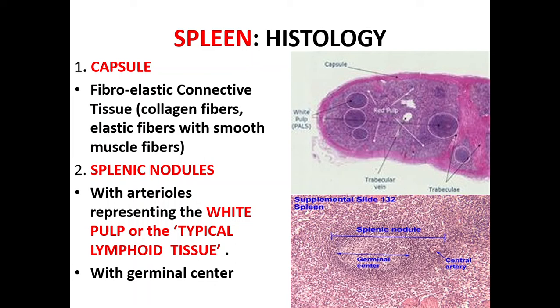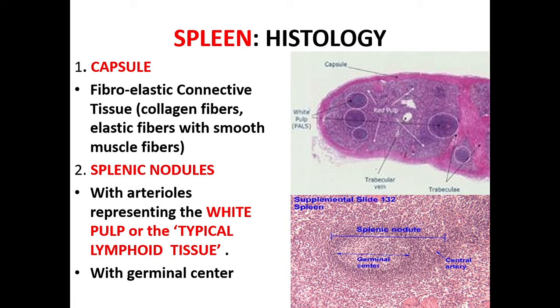Now let's go into the histology of the spleen, or how it appears under the microscope. The spleen is also an encapsulated organ made up of fibroelastic connective tissue. Specifically, we have collagen fibers and elastic fibers with smooth muscle fibers. And inside the spleen are also splenic nodules.